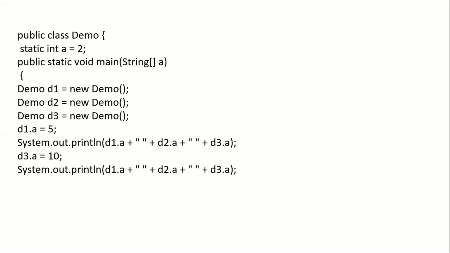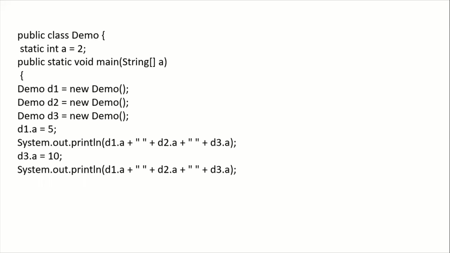So as we are changing the value of a to 5, initially this is our static variable a whose value is 2. Now we have 3 objects, d1, d2, and d3. When you change the value of static variable a using d1, this will access this particular memory location, so the value will be 5. When you access it with d2, it will access the same memory location, d3 will access the same memory location, so the value is what? 5. So this particular statement will print 5 5 5.